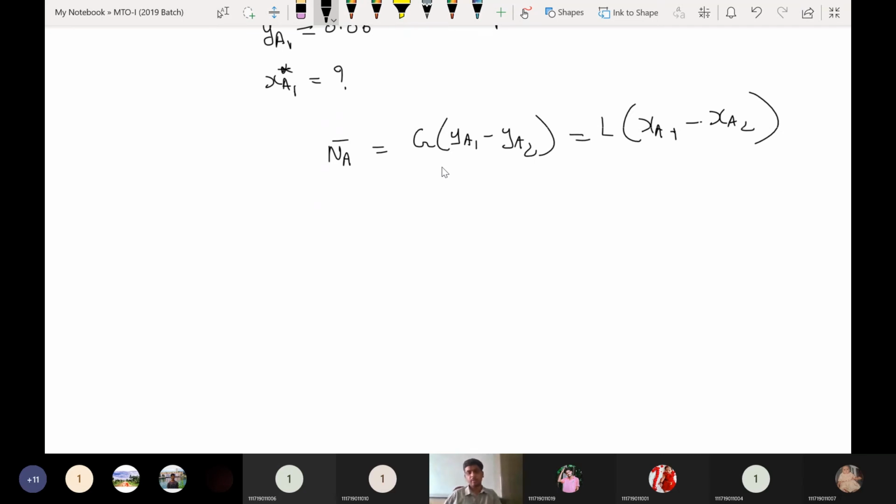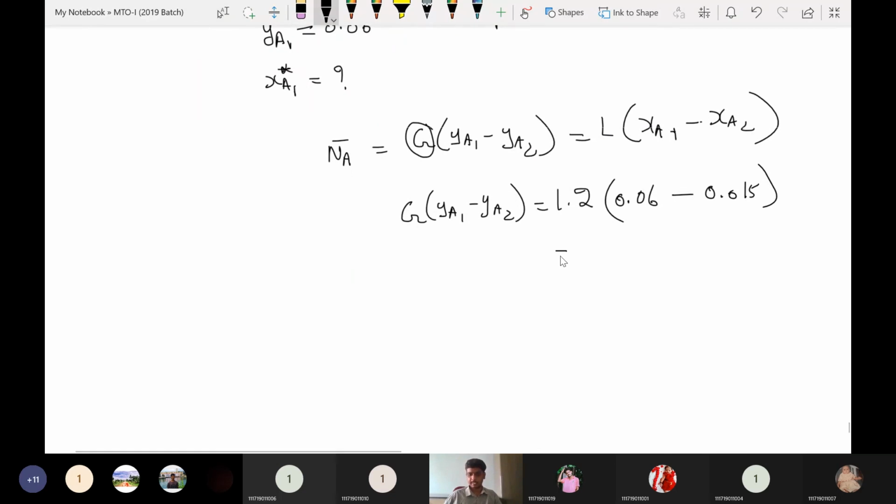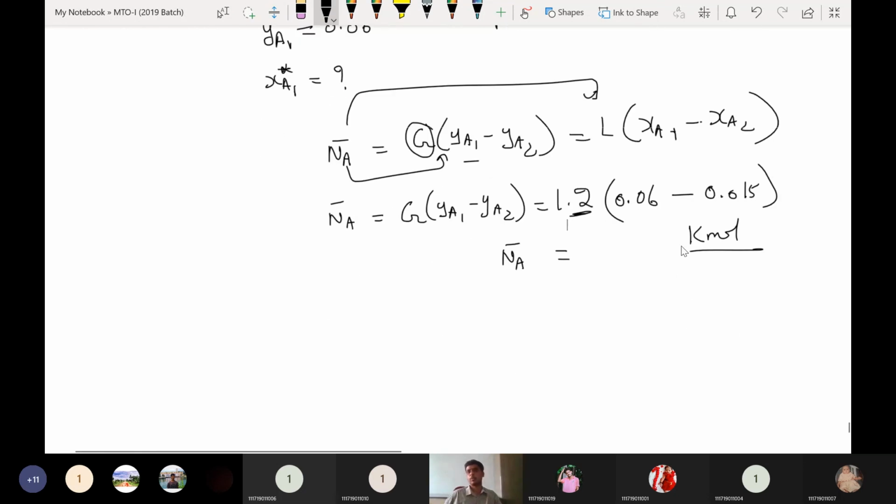So in this data, whatever we know, we only know G. Okay, G into YA1 minus YA2. So how much is this? G is equal to 1.2 and YA1 is 0.06 minus YA2, this one, 0.015. So now how much you will get, this is equal to NA bar. You can equate this one to this one, or this one to this one. The data for G, the gas phase, is already there, so that's why we can find NA bar. You will get the units in kilomole per minute, since this 1.2 is in minutes.